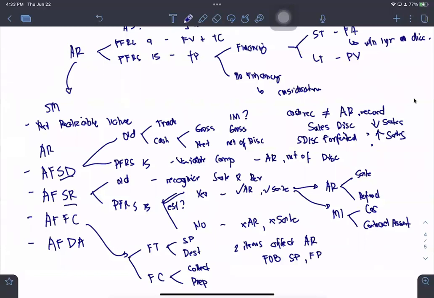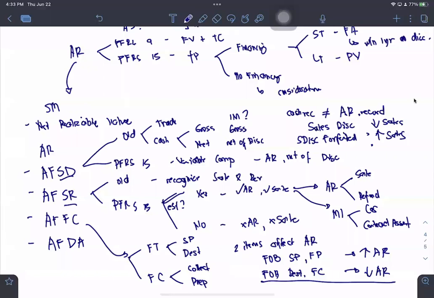So what is the effect? This increases AR. Next, we have here FOB destination owned by the seller. However, freight collect paid by the buyer. So what is the effect? It decreases your AR. So whenever we talk about the item which decreases the AR, it is your FOB destination freight collect. FOB destination freight collect. Okay? So we stop there first, and then on our next session, we continue with AFDA.